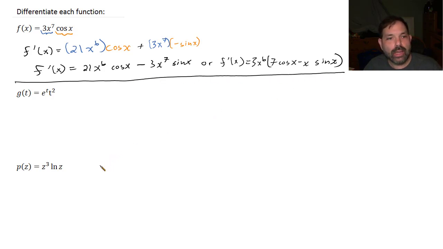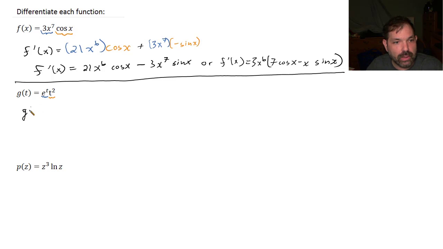Why don't you pause and try these next two on your own? Differentiate each of these functions, g of t and p of z. All right, let's find the derivative of g of t, which is e to the t times t squared. I will treat the e to the t as the first factor and the t squared as the second factor.